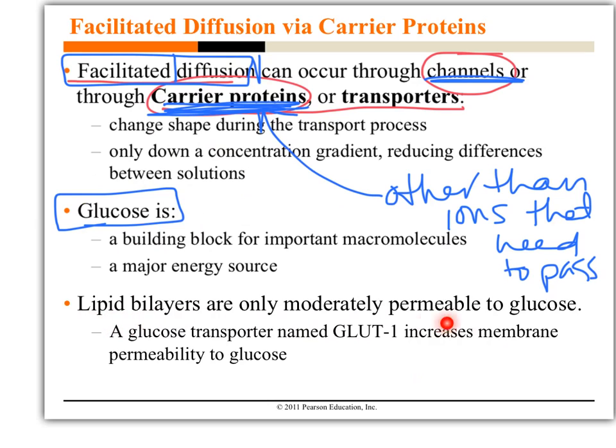Because the lipid bilayer is barely permeable to glucose. Remember that chart? And so it needs a glucose transporter. It's named GLUT1, and it increases membrane permeability to glucose. It allows glucose to pass through. It facilitates the diffusion of glucose from high to low.